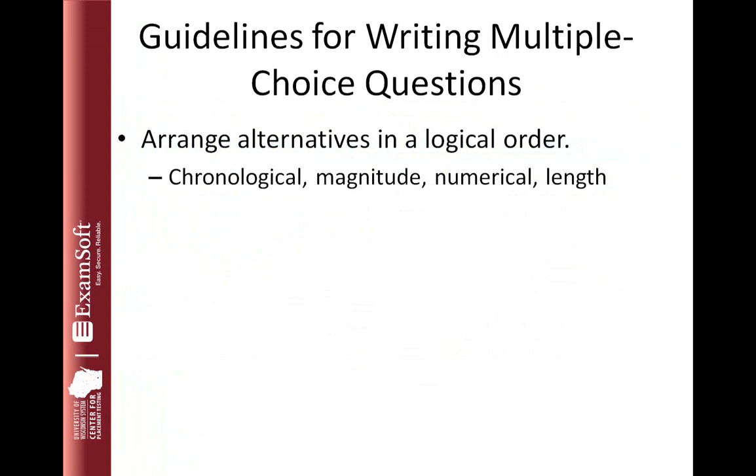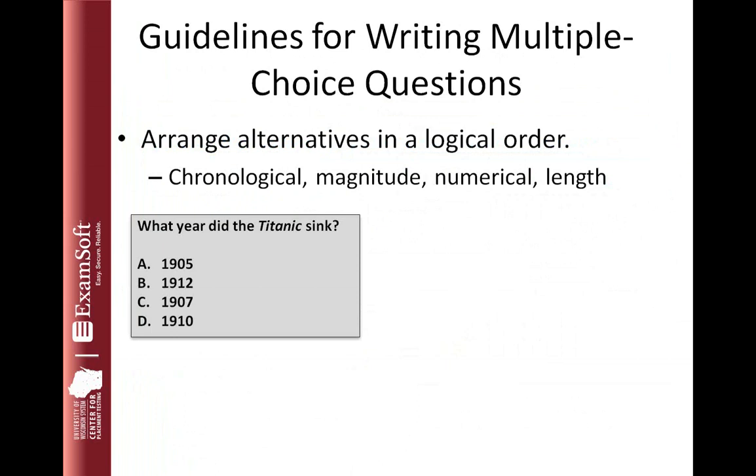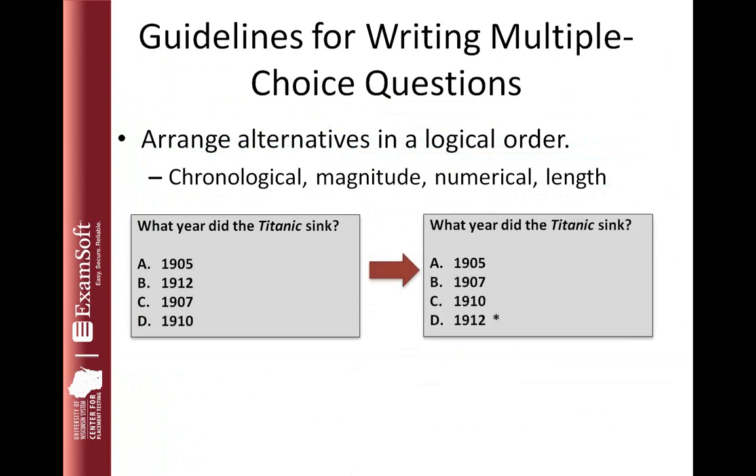So back to some guidelines. We want to arrange our alternatives in a logical order, be it chronological or numerical. Some people even organize them based on how long the option is. So, what year did the Titanic sink? You'll see we have a bunch of dates in here. It's best just to put them in order.